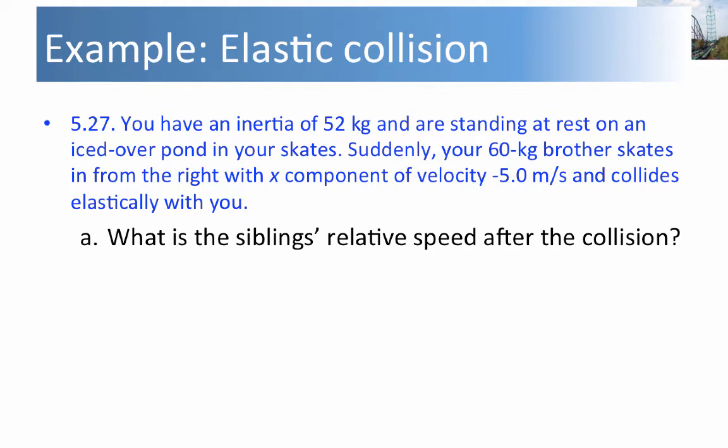So this is an example that you started on your worksheet. In this case you have an inertia of 52 kilograms, for example, and you're standing at rest on an iced over pond in your skates. In other words, there's no friction and no outside forces acting on you. All of a sudden, your 60 kilogram brother skates in from the right with a velocity of minus 5 meters per second and collides elastically with you.